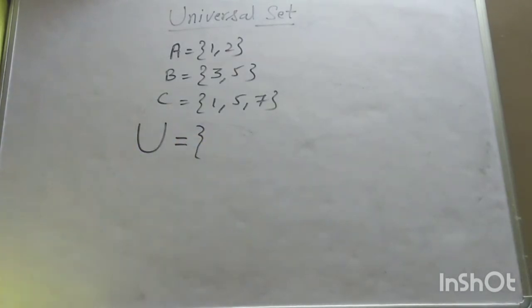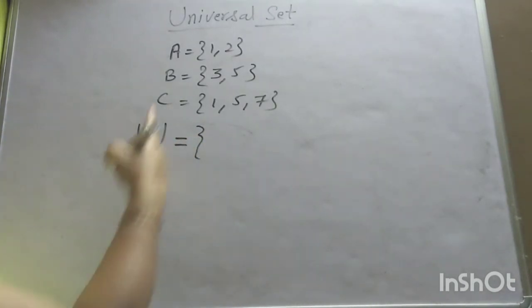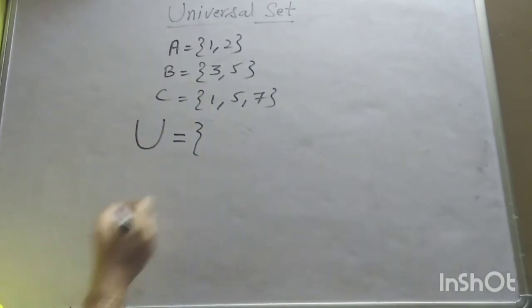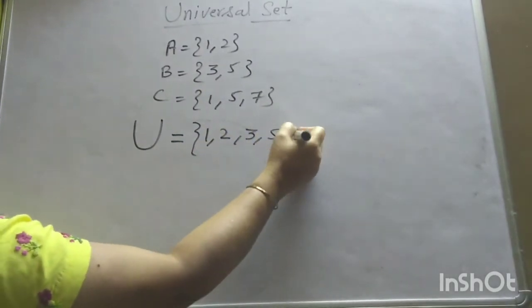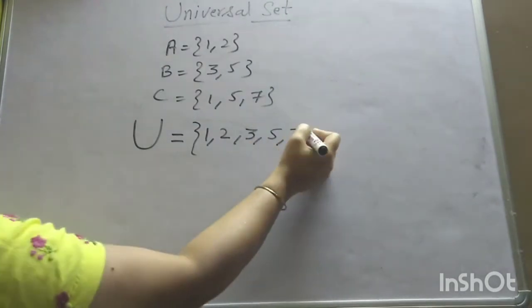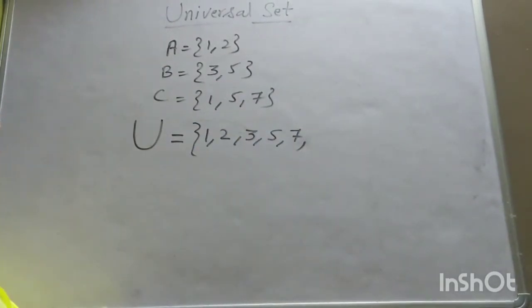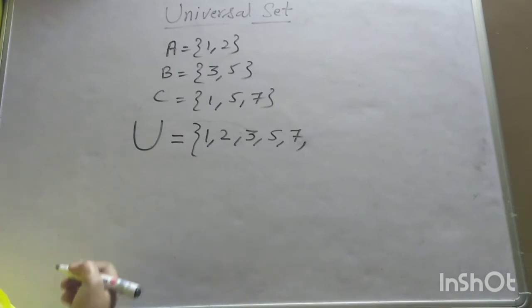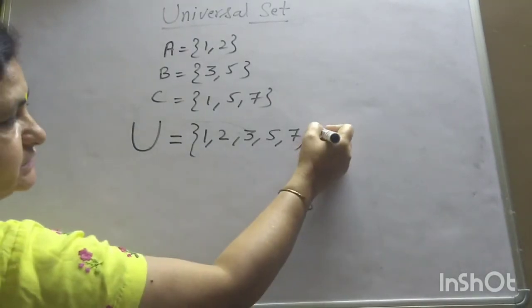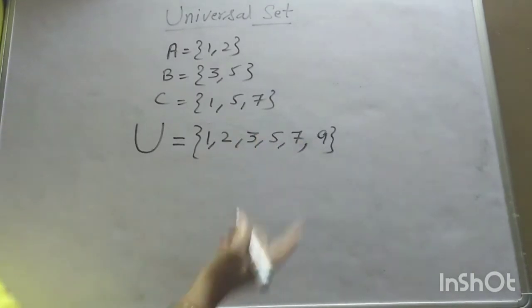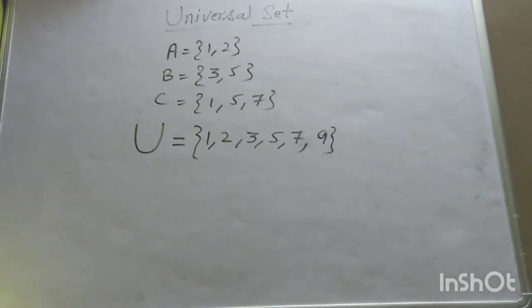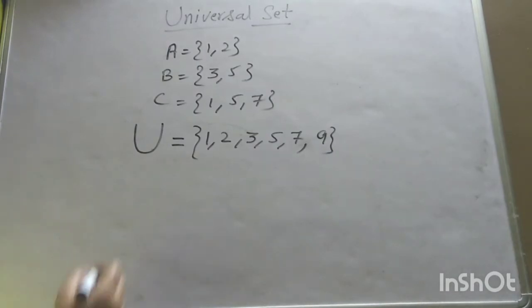Now, universal set must contain all these elements 1, 2, 3, 5, 7. And it may also have some extra elements. Extra elements may or may not be present in universal set. Let's take one more example.